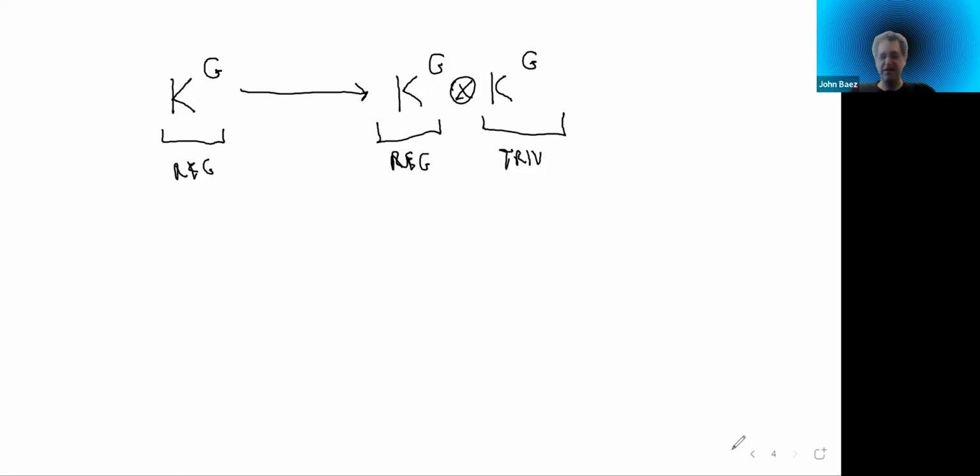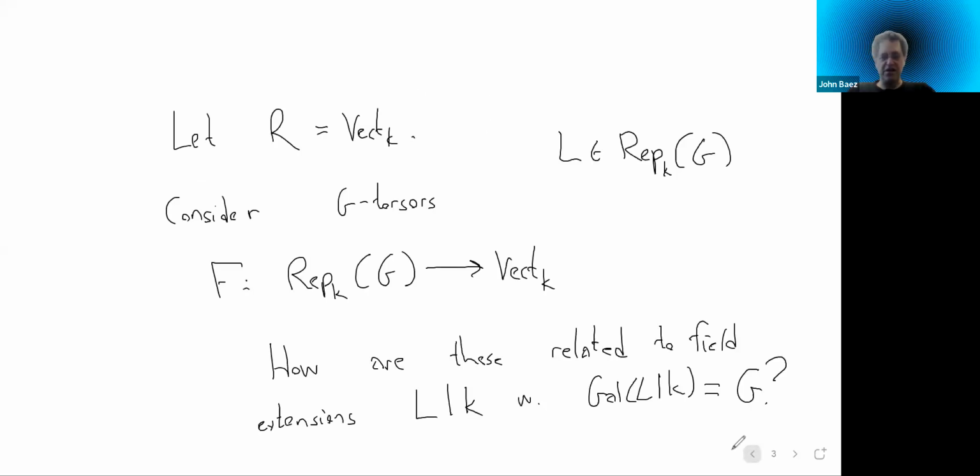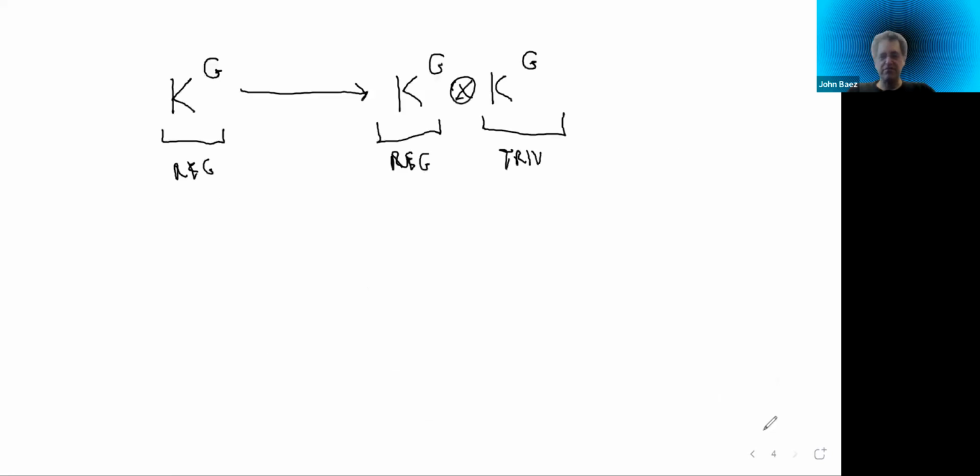I hope you're going to say something like, when you have an extension of our original field whose Galois group is G, then you get a G-torsor. Yeah, let me think. So what am I trying to say?